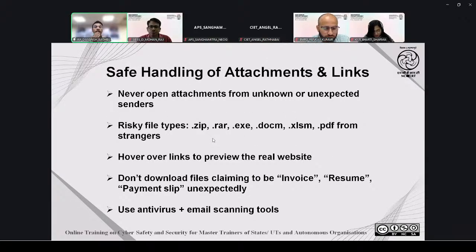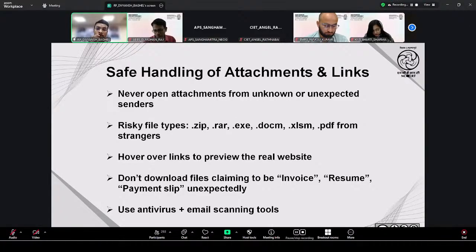Okay. Then we will talk about safe handling of attachments and links. When we talk about malicious and phishing emails, basically attachments are there and links are there. In those links, malicious viruses, Trojans or software can be there. So never open attachments from unknown or unexpected senders. Risky file types like zip, .rar, .exe, XLSM, PDF from a stranger.